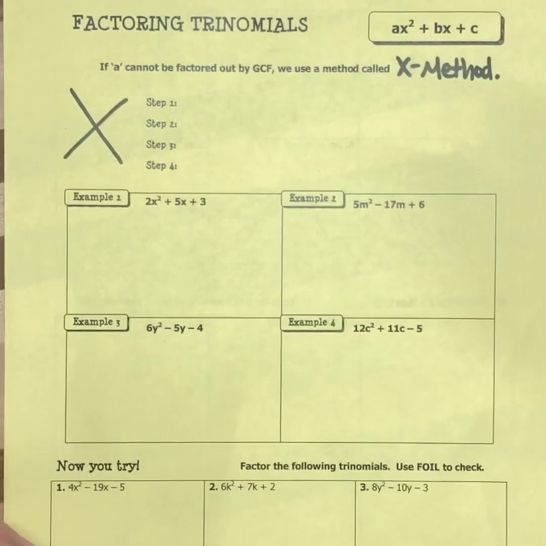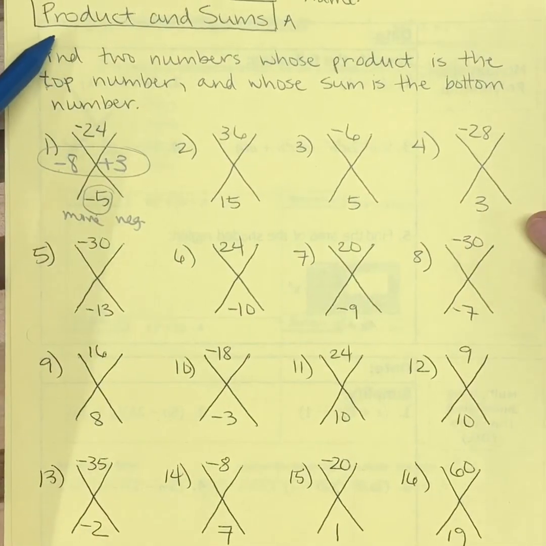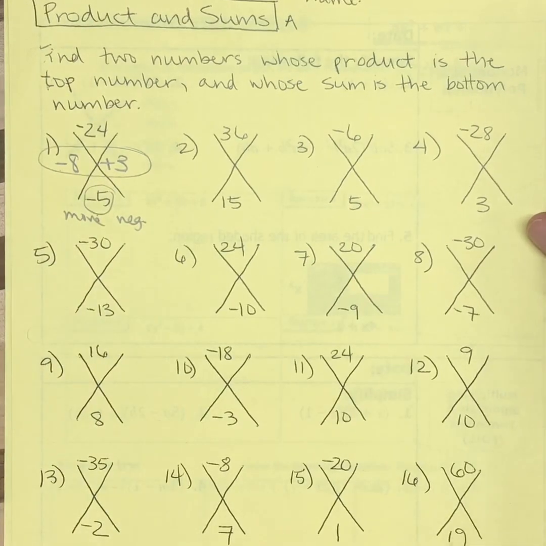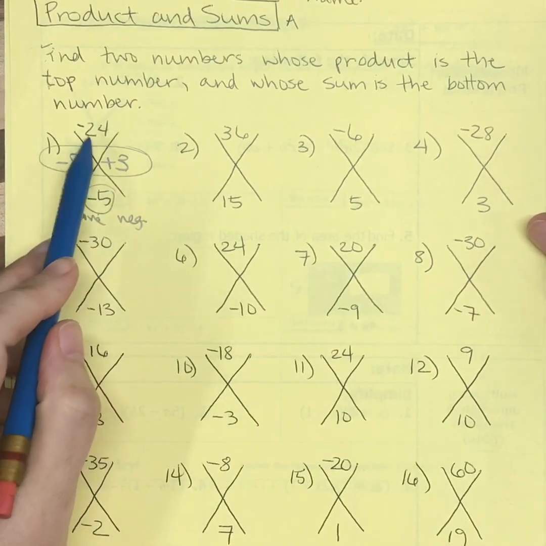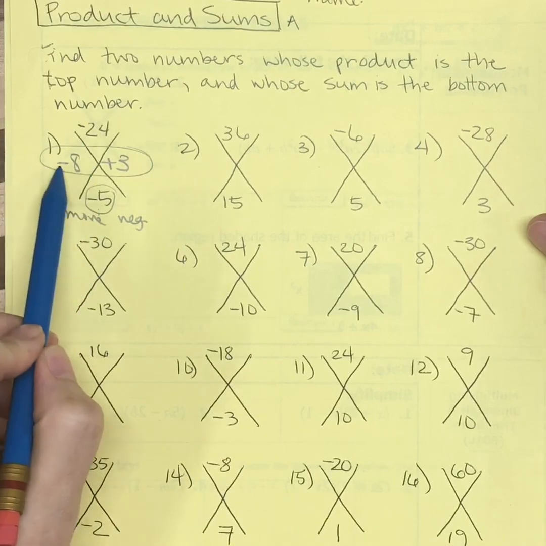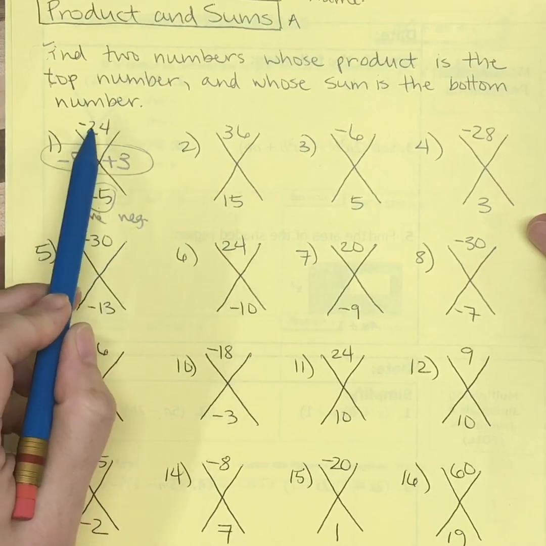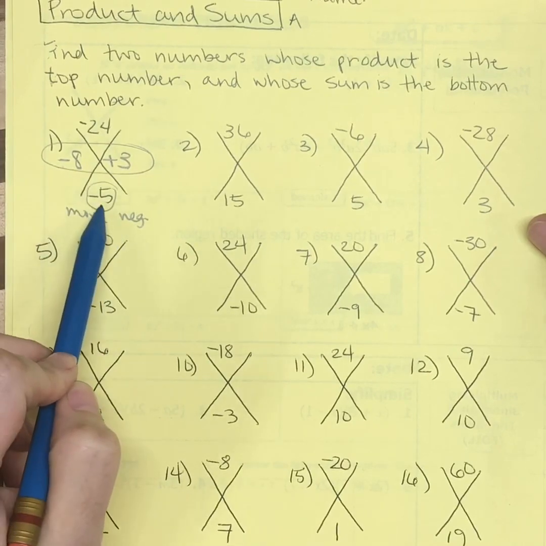Okay, so I just did this example for our product and our sum. And this was one of the last things that we did in class, where we wanted to find 2 numbers that multiply to the top but add to the bottom. So like, for example, negative 8 times positive 3 is negative 24, but negative 8 plus 3 is negative 5.